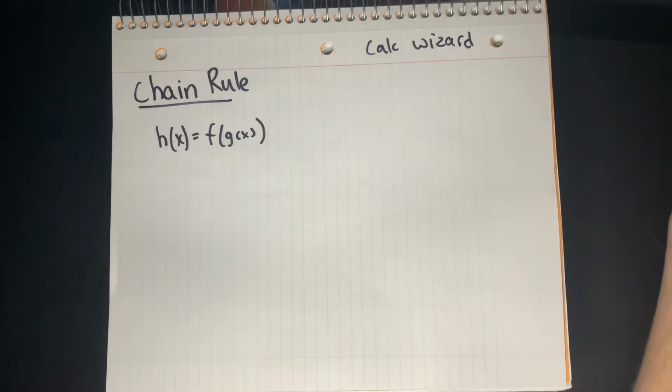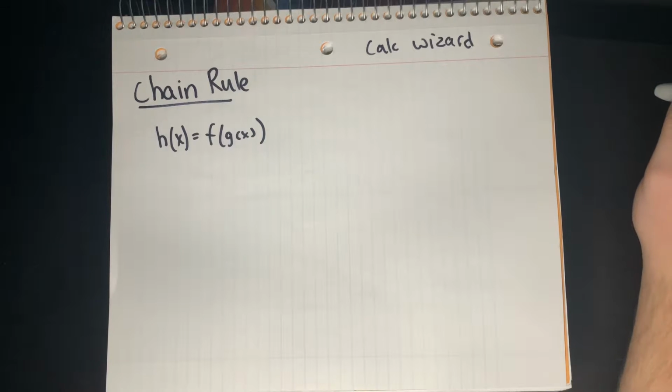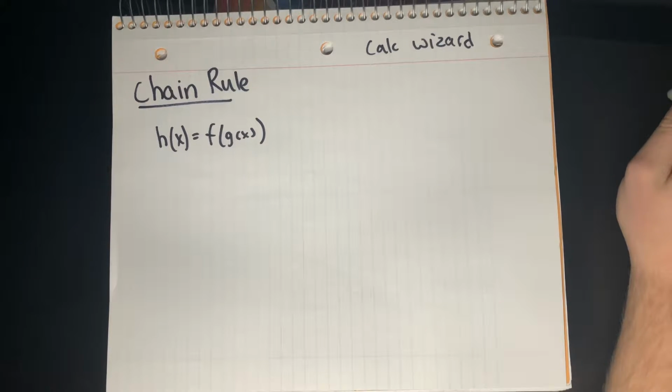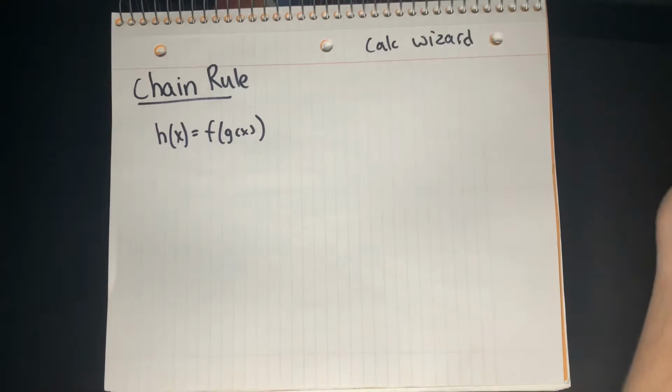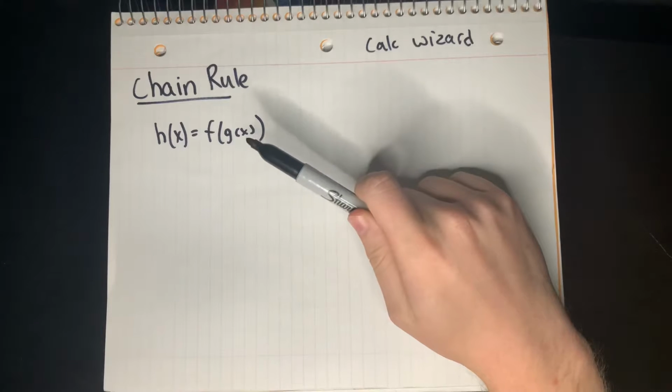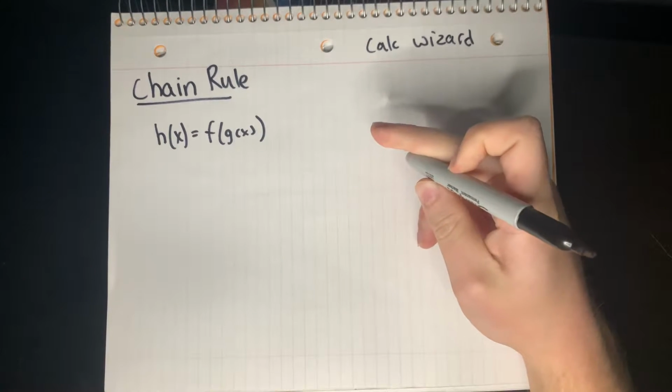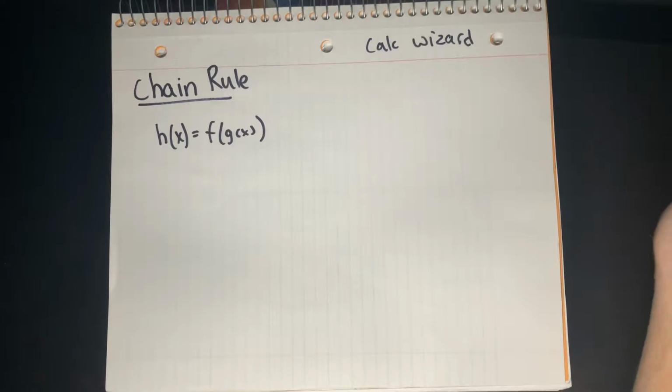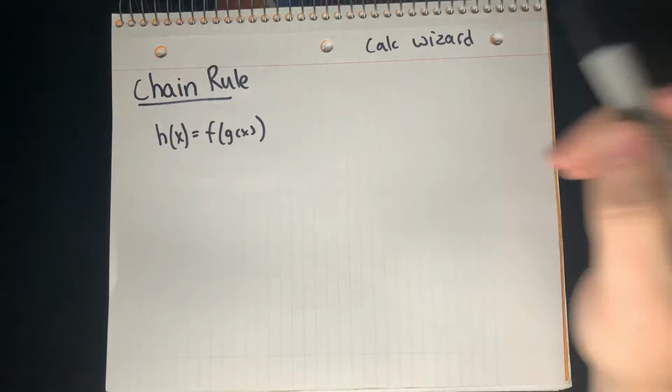I am the Calc Wizard, and this channel is going to try to help you guys understand the principles of calculus better. So today we're going to be going over the chain rule of calculus, and how I like to describe the chain rule is we take the derivative of an outer function, keeping the inside function the same, and then multiplying it by the derivative of the inner function, sorry.